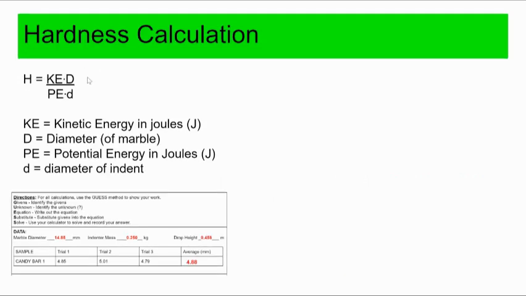So now we're to our final calculation, finding the hardness of the material. To do this calculation, we're going to take our kinetic energy and multiply by the diameter of the marble, big D, and then divide by the potential energy multiplied by the diameter of the indent, little d.